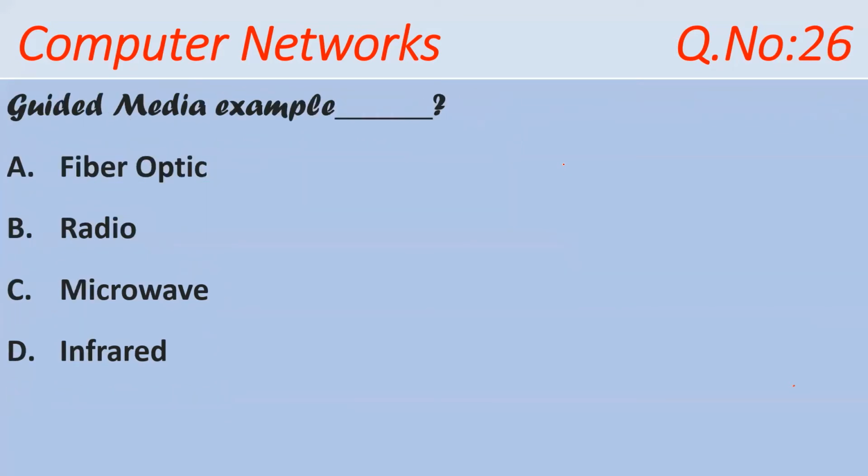Guided medium examples. The examples of guided media are fiber optics, twisted pair cables and coaxial cables. All these are examples of guided media. So the answer is fiber optics. So an example of guided medium is fiber optics.